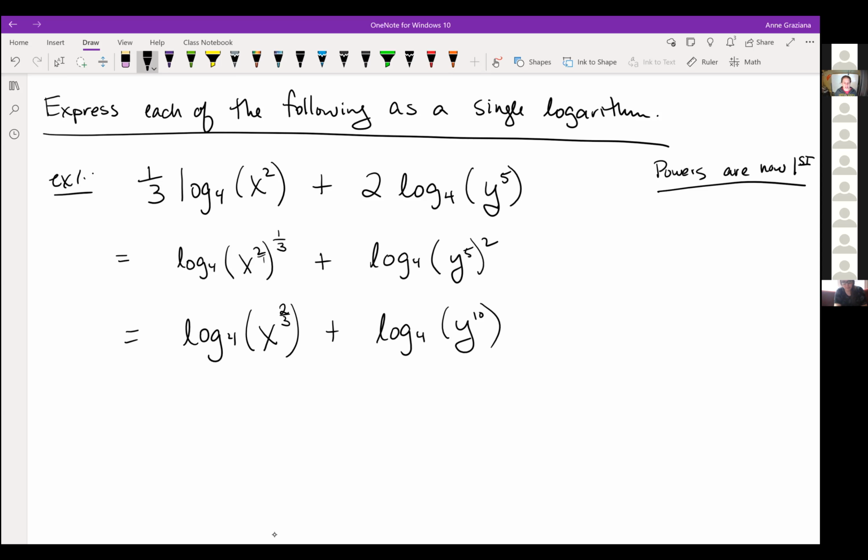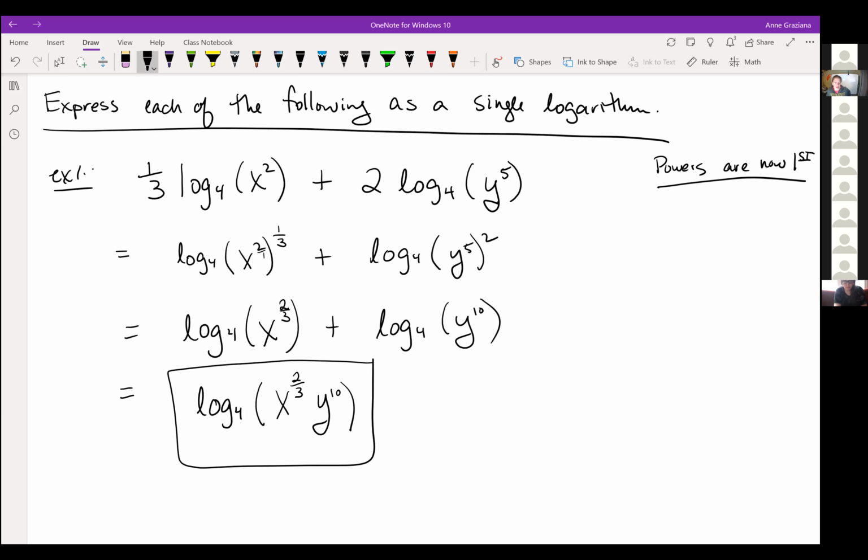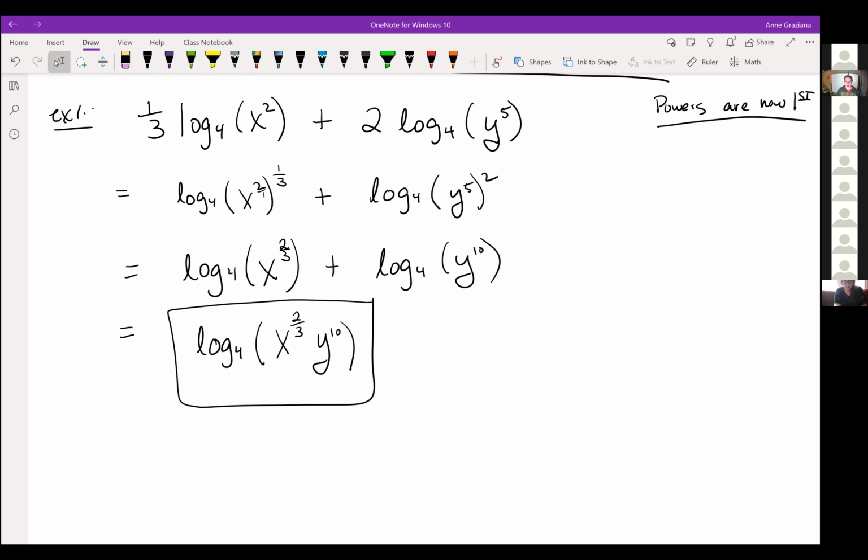Now I have to take care of that addition. So what does the addition say I can do with these? What rule is this? Multiply them together. Yeah, we're going to do the product rule. So I'm going to bring these together into 1 log as x to the 2/3 times y to the 10th. I'm just going to leave it like that. You don't have to rewrite that as a root. It's fine just the way it is. And that's it. There's nothing else I can do. I brought everything together into 1 log. Any questions?